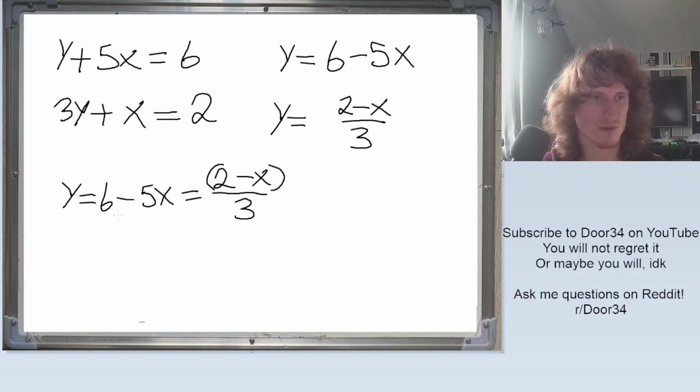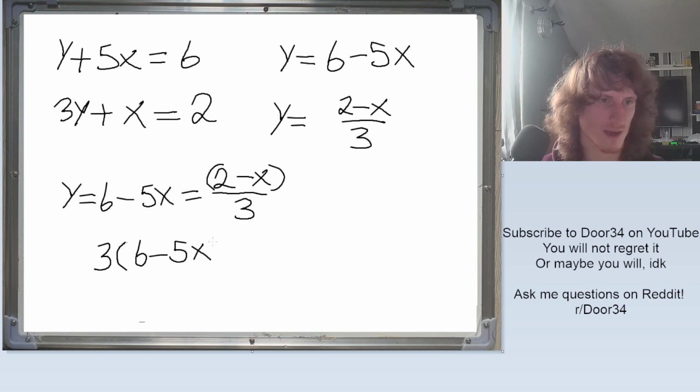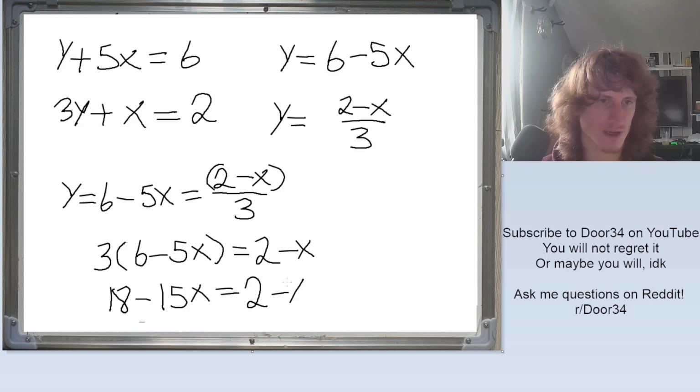So what I'm going to do is times both sides by 3 just to get rid of this denominator. So that's going to be 3 times (6 minus 5x) is equal to 2 minus x. So that's just cancelled with this 3 here. And this side is going to become 18 minus 15x is equal to 2 minus x.